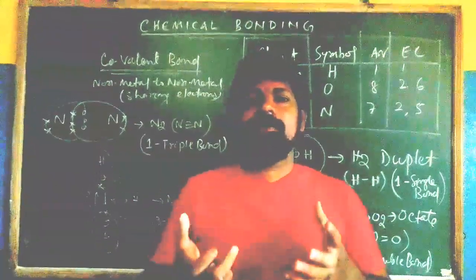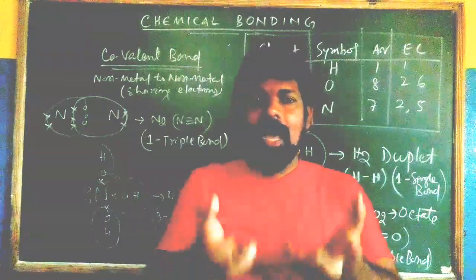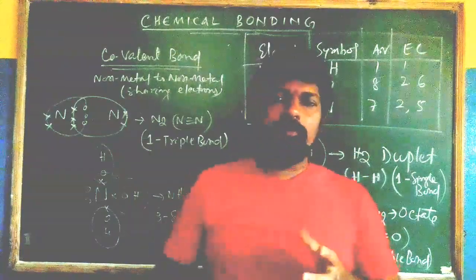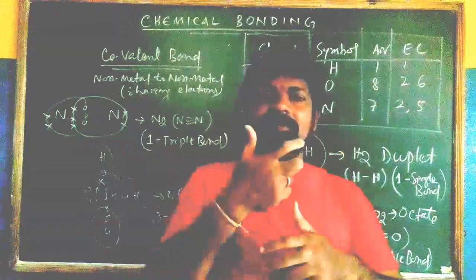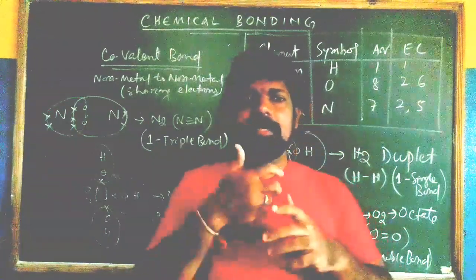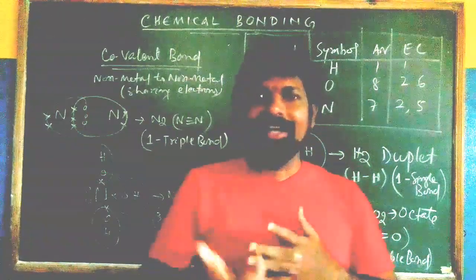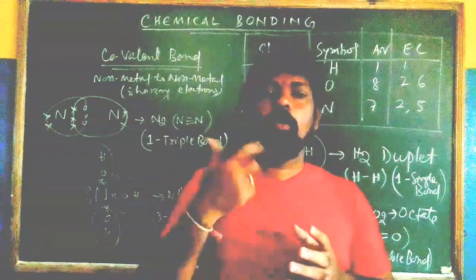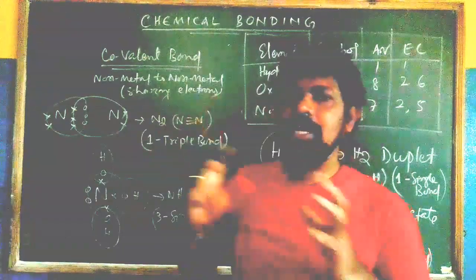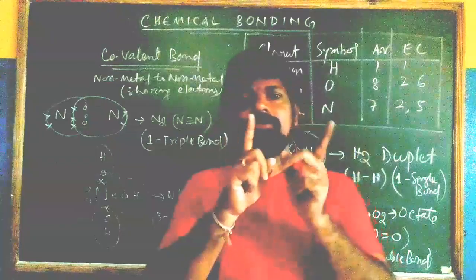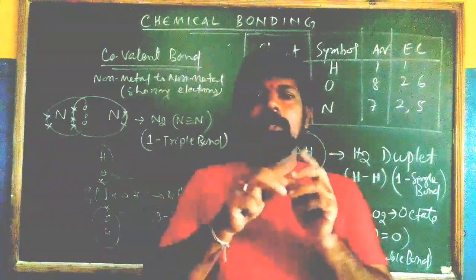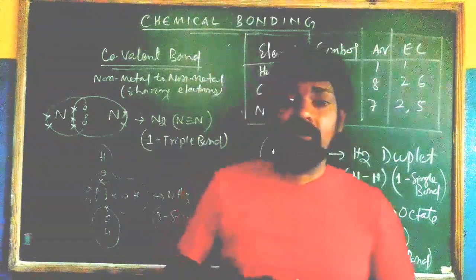That's why they never donate electrons, but always they will be accepting. However, if a non-metal interacts with some other non-metal, some other kind of bonding takes place, that is called covalent bond. It generally happens by sharing the electrons. So none of the two non-metals will be donating their electrons, rather they will be sharing.